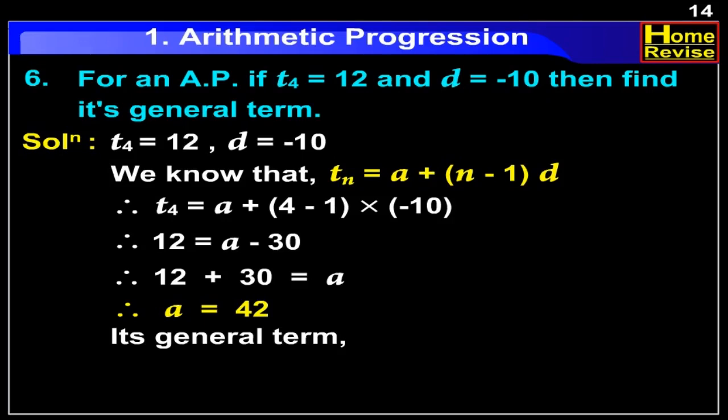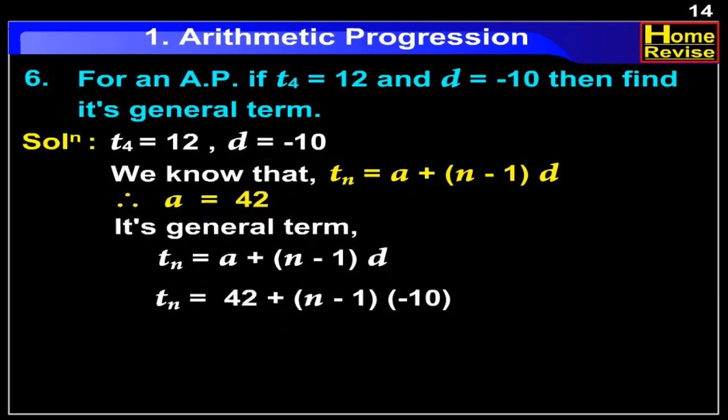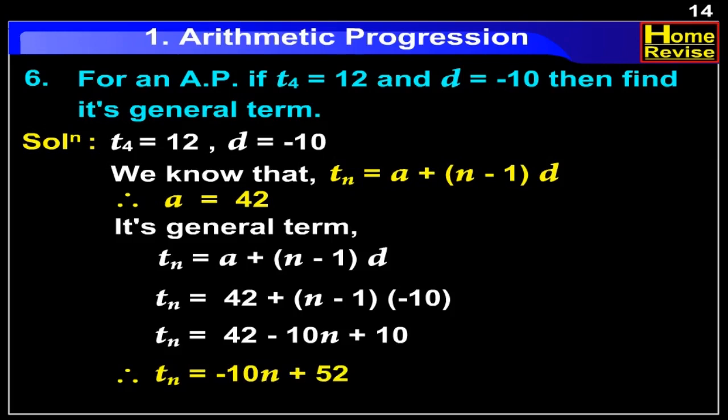Its general term, that is Tn, is equal to A plus n minus 1 into D. Putting the values of A and D, we get Tn is equal to 42 plus n minus 1 into minus 10. Therefore, Tn is equal to 42 minus 10n plus 10. Therefore, Tn is equal to minus 10n plus 52.